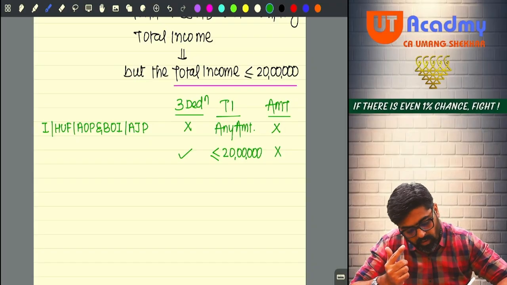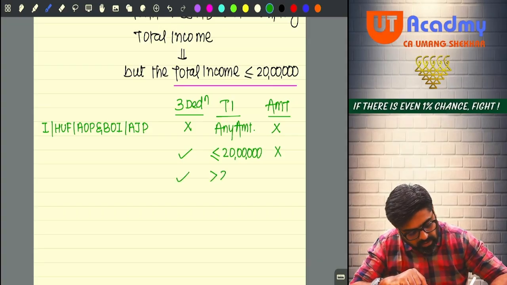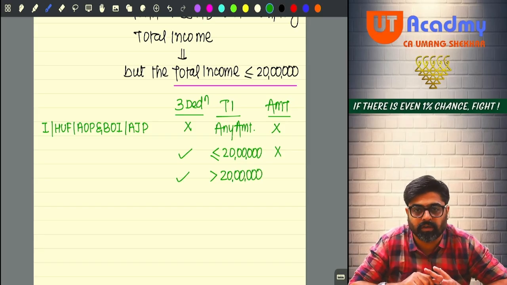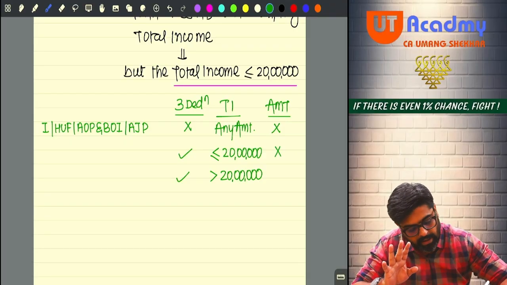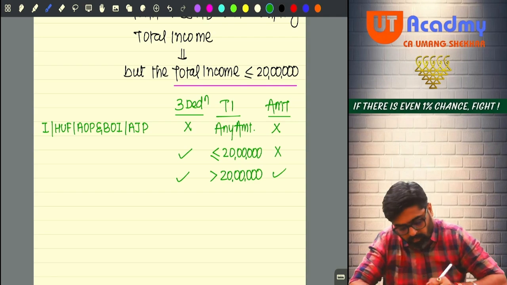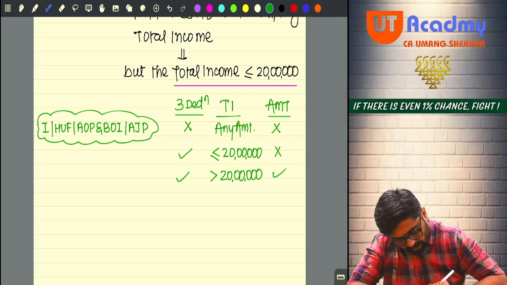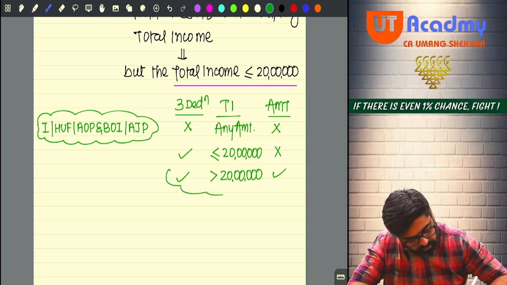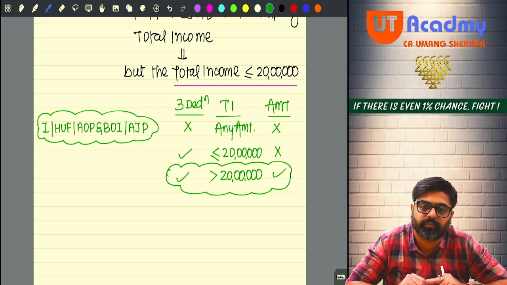But if you have claimed any of these three deductions and even after claiming them, your total income is more than 20 lakhs, that means you are not a small assessee, you are a big assessee. Such heavy deductions you are claiming, and even after that, your total income is huge, more than 20 lakhs. So for you, AMT provisions will be applicable. So for individuals, HUF, AOP, BOI and AJP, the applicability of AMT provisions will happen only in this case.